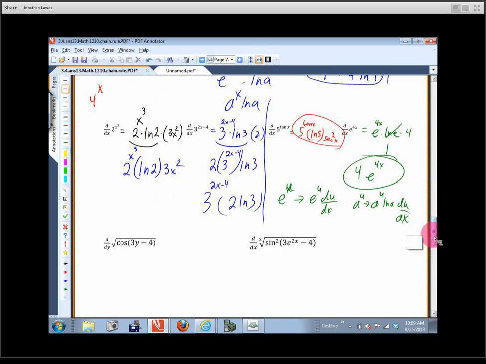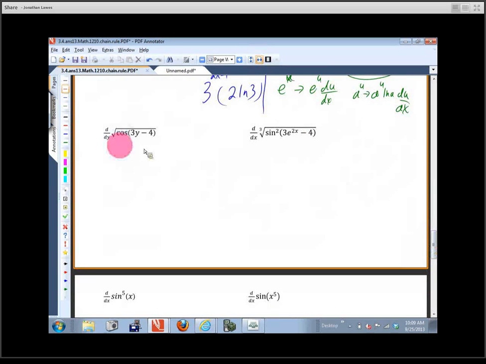Okay, so let's keep rolling along here. We've got this one right here. Again, an example of three nested functions here, a composite within a composite. And we peel off the derivatives one at a time. So this is going to be 1 over 2 times that same square root. Whoops, 3y minus 4. Negative sine 3y minus 4 times 3, right?